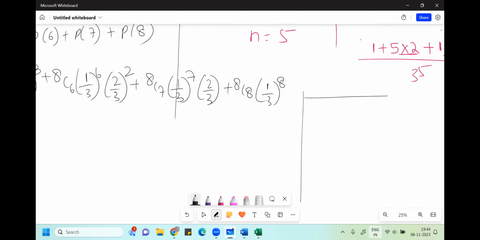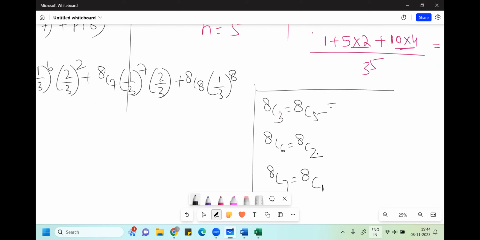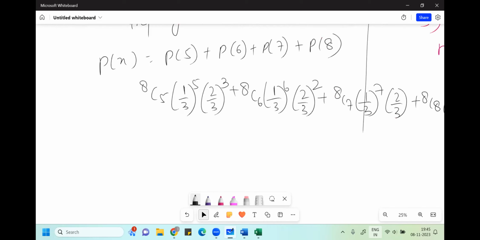Okay. So you should know basic maths that 8C3 will be equal to 8C5, 8C6 will be equal to 8C2, 8C7 will be equal to 8C1. All this you understand, no? So this would be 8 into 7 into 6 by 6, this would be 56. This would be 8 into 7 by 2, this would be 28. This will be equal to 8. You should be good in calculation. So this would be 56 into 2 to the power 3, means 8. Can I write directly 8 if you allow me?